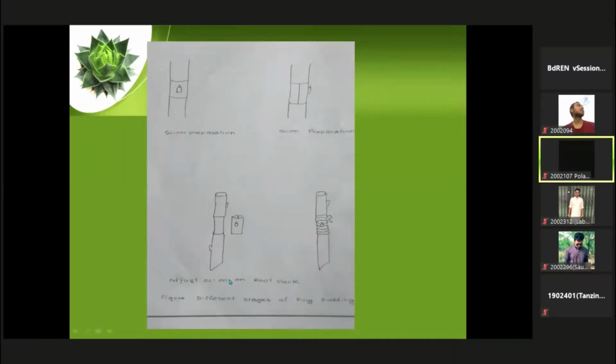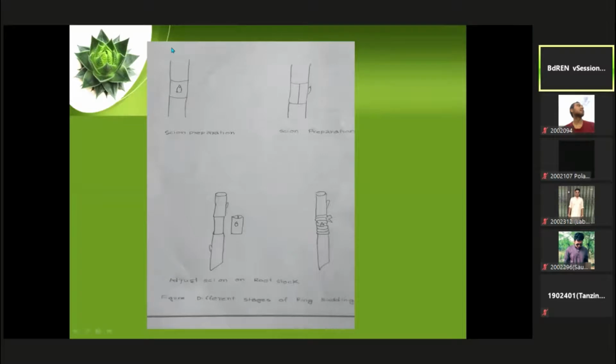So here we will talk about ring budding. Ring budding is used in case of lemon. So just think that this branch is the rootstock branch. There will be root here at the bottom; to show you, we have shown only the branch. So think of this as the rootstock. Okay.